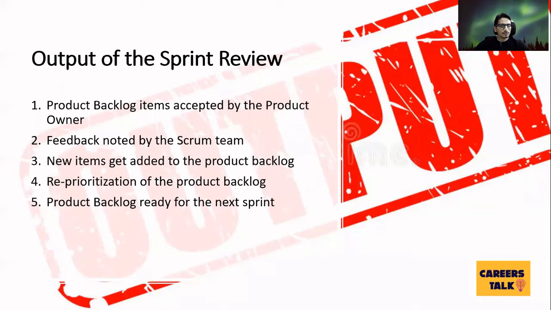So what is the output of the sprint review? Once the sprint review is done, what do we get out of it? The product owner will take the feedback, adapt the product backlog and prioritize accordingly. There can be some changes made based on the feedback that we have, and we can make changes to the product backlog items in the backlog.